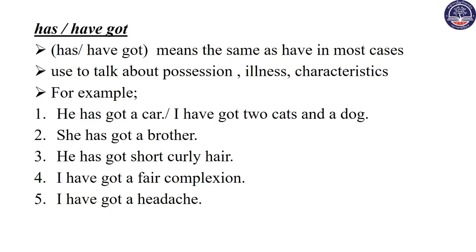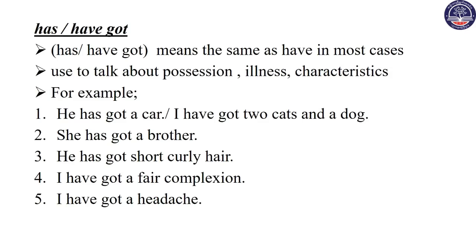Now, has/have got. Has/have got means the same as have in most cases. Has/have got is used to talk about possession, illness, and characteristics. Possession means ownership, illness means sickness, and characteristics describe the features of a person or thing. In such cases we can use has/have got. For example, he has got a car.